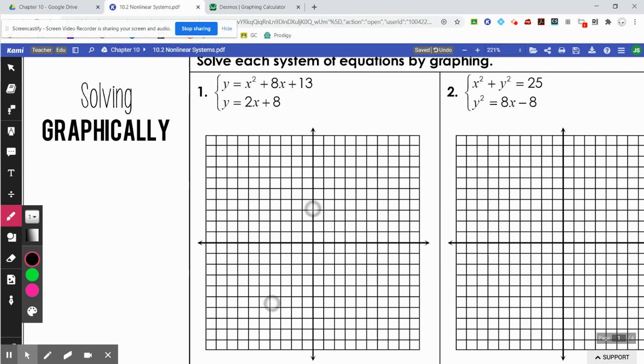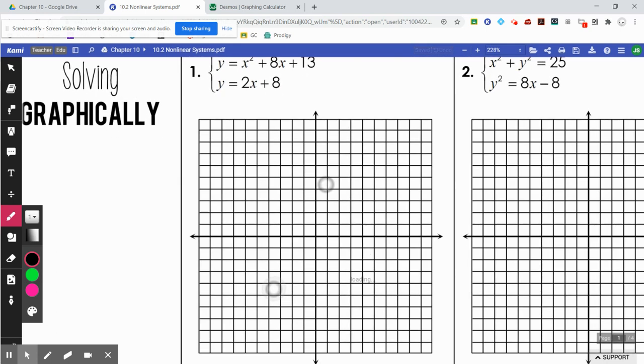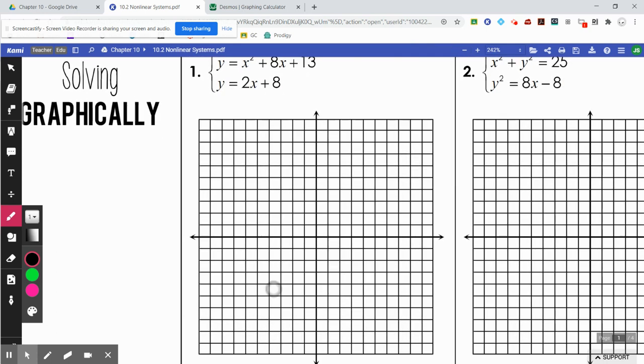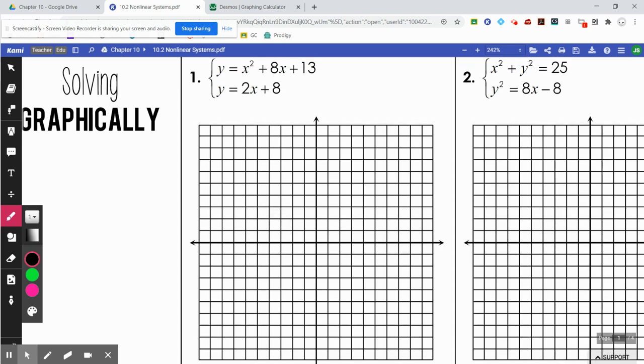Solve each system of equations by graphing. The bottom, notice, is a linear equation, so let's go ahead and graph it with the methods we used before. It was simply a line with a slope of 2 and a y-intercept of 8, so go up to 8 and then rise 2, run 1.